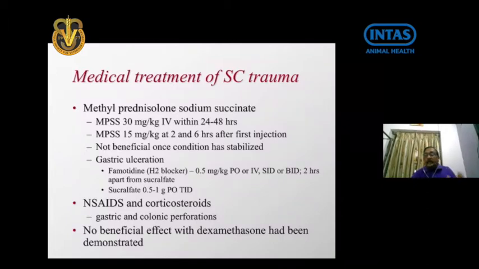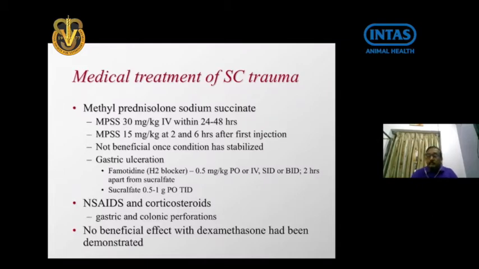Do not combine NSAIDs and corticoids together for treatment. Do not combine at all, please. It's going to cause gastric ulcerations. You're going to get hematemesis, and then you're done. Even with the steroid alone, you can give famotidine or sucralfate. Worst case scenario, misoprostol.